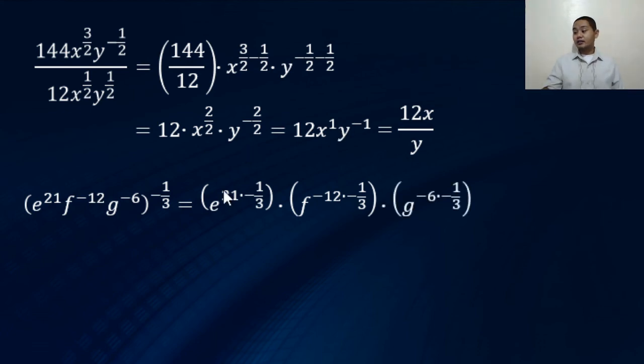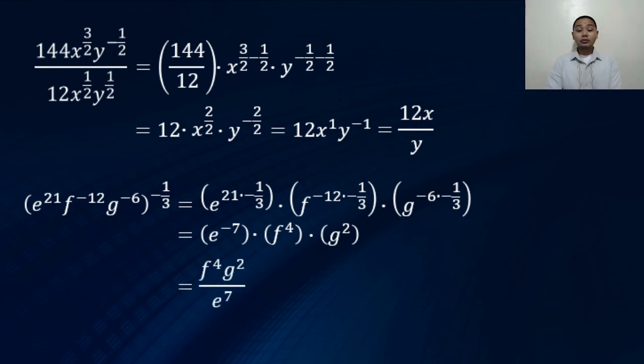Simplify lang natin. Ito, bali magiging e raised to negative 7. Ito naman, negative 12 times negative 1/3. So, it will be f raised to 4. Tapos ito, yung exponent ng g, negative 6 times negative 1/3, that will be 2. So again, dito, magiging denominator ngayon ang e applying the negative exponent. So yung final answer natin ngayon will be f raised to 4 g squared over e raised to 7.